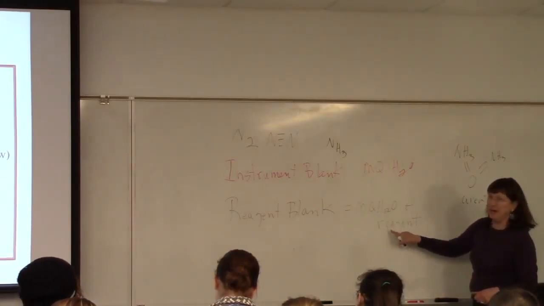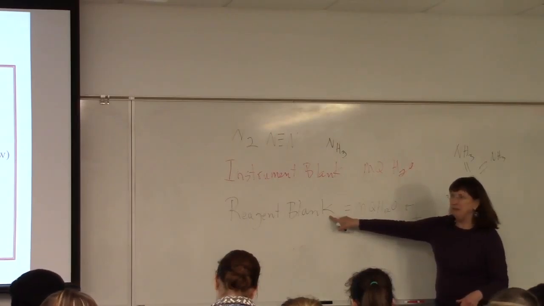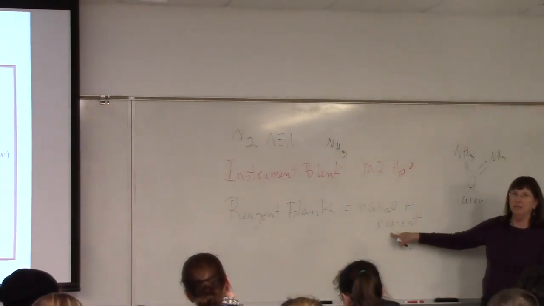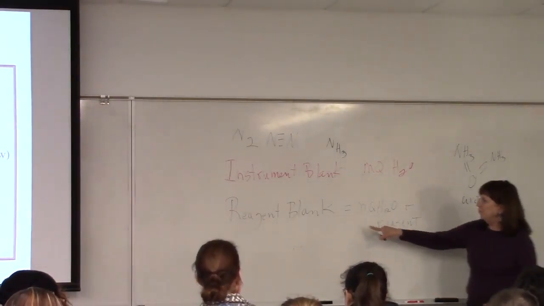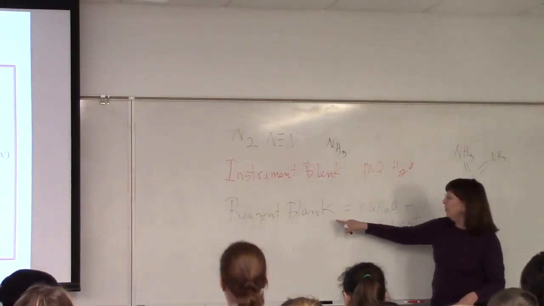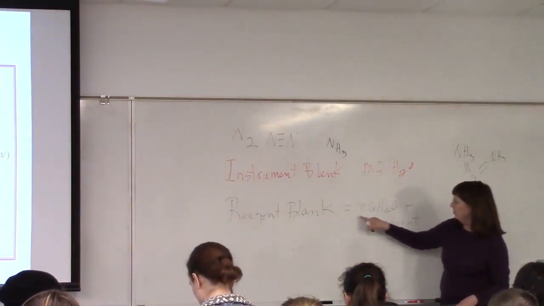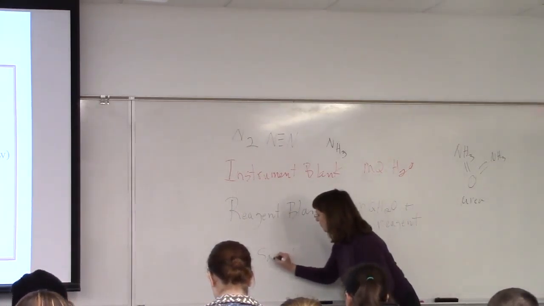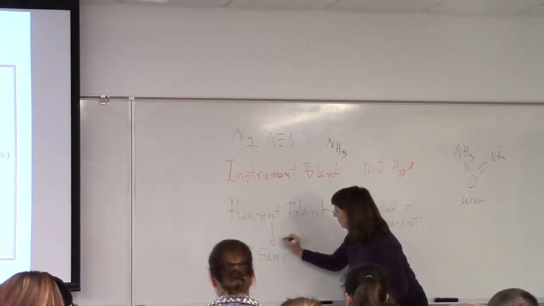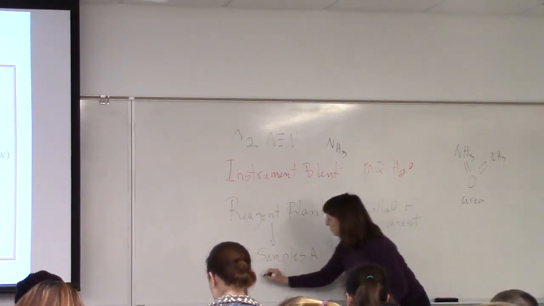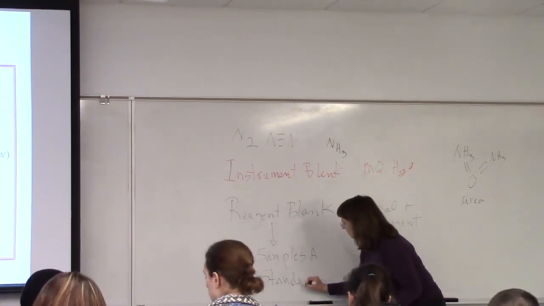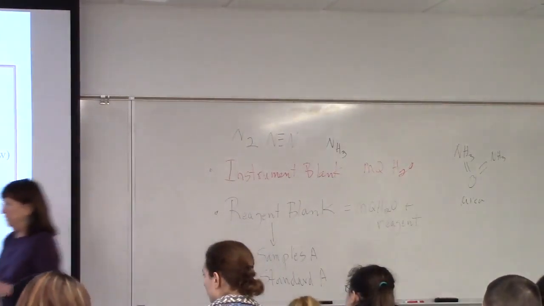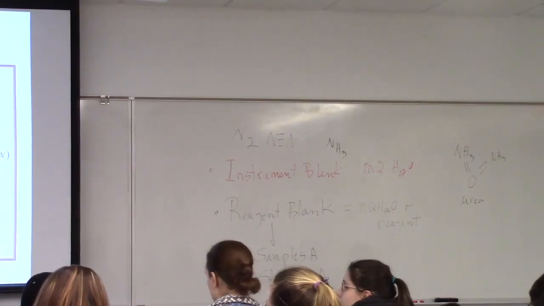You add the reagent to everything, including the blank, because there's some absorbance associated with the reagent that's not associated with phosphate. So people will, and I guarantee you, somebody will forget. You add the reagent to everything, including to water, and then you're going to subtract it from everything. And that includes your samples. You're going to subtract this from your sample absorbance and from your standard absorbance. So we have two types of blanks, and they serve two different purposes.